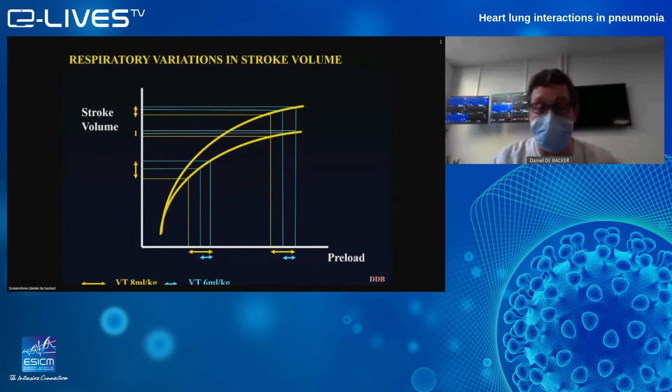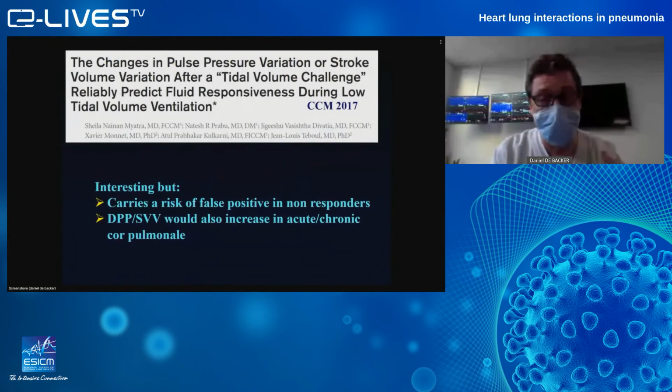One of the problems still remains that by increasing the tidal volume, especially if we increase it a little bit too much, we may sometimes induce false positives in some patients, as illustrated here. The change in stroke volume here is relatively minimal and probably not valuable in many of these patients. So it still carries a risk of false positive response in non-responders.